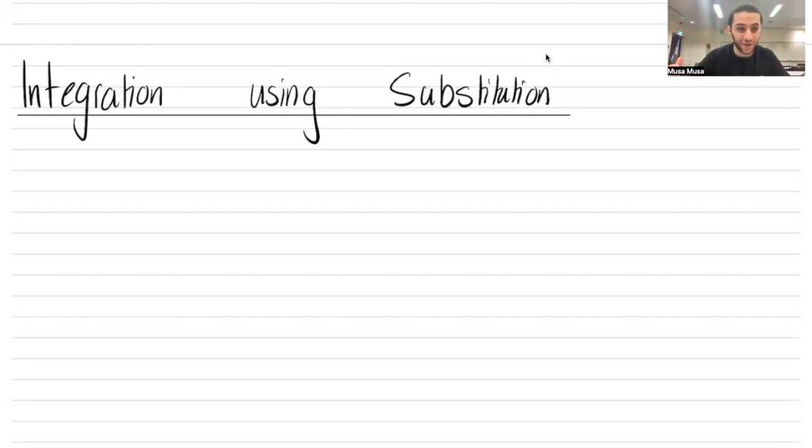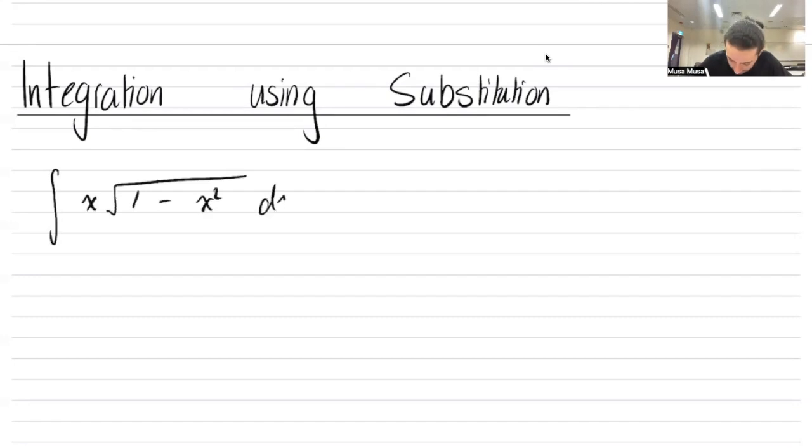Let's get right into the video. For integration using substitution, we're going to take integrals, which sometimes might look kind of ugly, and use a neat substitution to make the question a lot easier to deal with. So, for example, let's have this integral here. Let's say x times the square root of 1 minus x squared dx.